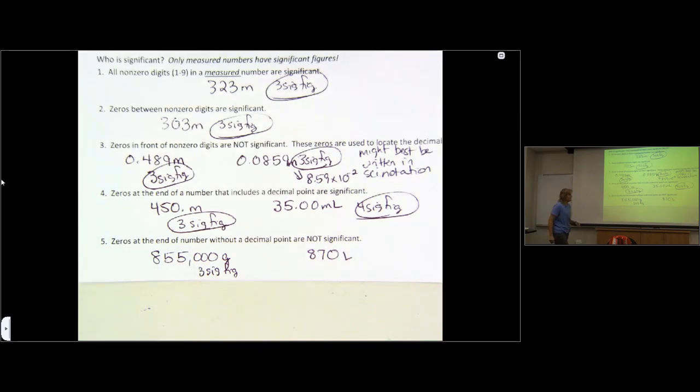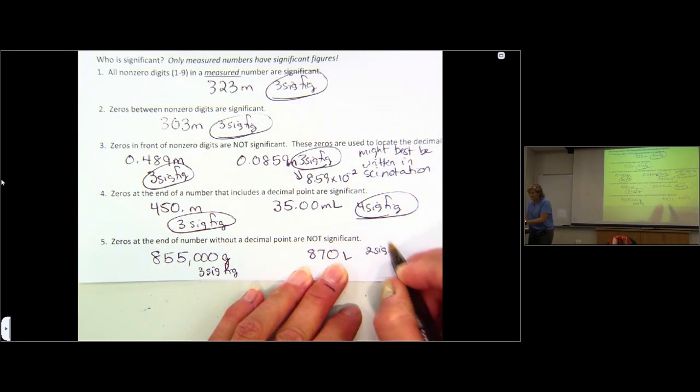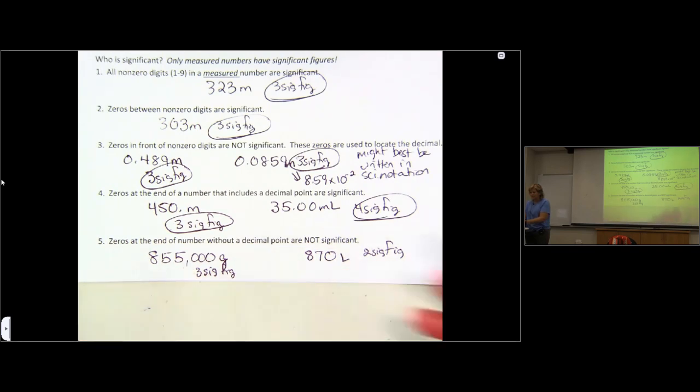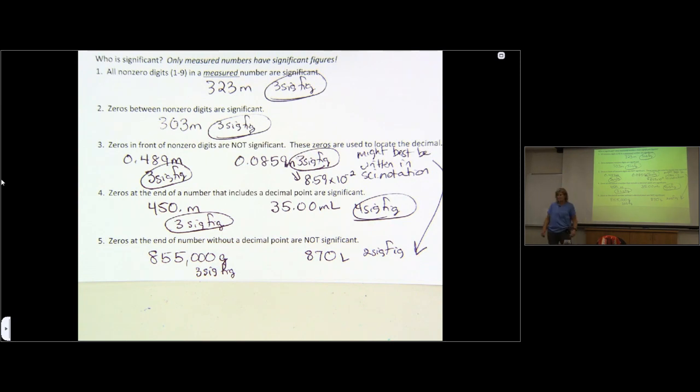Let me show you another example. 870 liters. Again, it does not have that decimal at the end. How many significant digits does that have? 2 significant digits. Now, in this case, most of you see this. This one may be a little harder. In either situation, might it be also best to write those in scientific notation to show significant digits? Anybody want to take a guess on this one? How would that be written in scientific notation?